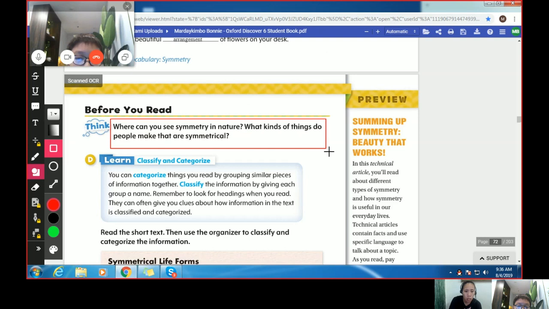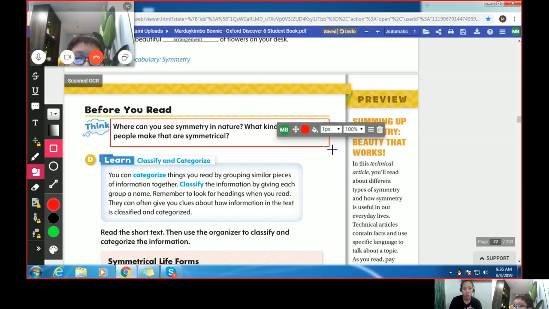Where can you see symmetry in nature? Cars. Let's talk about nature. Say something that you can see in the forest. Butterfly. Very good. What else? Elephants. Okay. What do you think are symmetrical in elephants? Their ears and their tusks. Yes, right. Okay, very good.